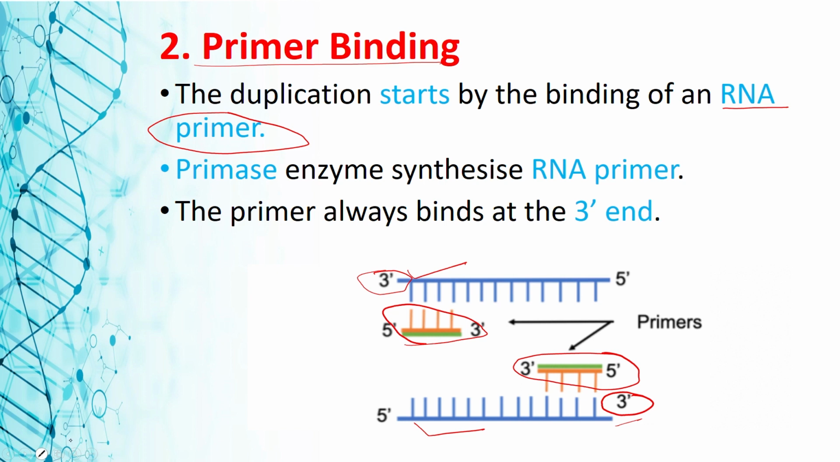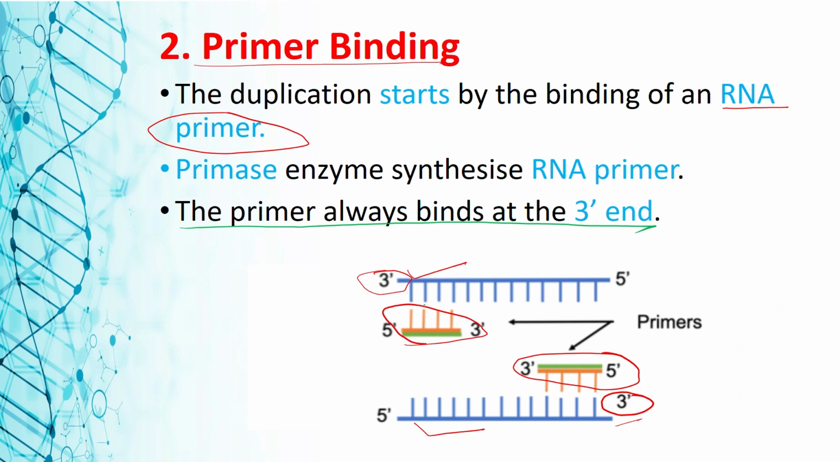You can see here that at the 3' end, the RNA primer sequence comes and binds. Then the primase enzyme synthesizes the RNA primer. So who synthesized this RNA primer? The enzyme primase, and the primer always binds at the 3' end. That is an important point. The primer will always bind at the 3' end.